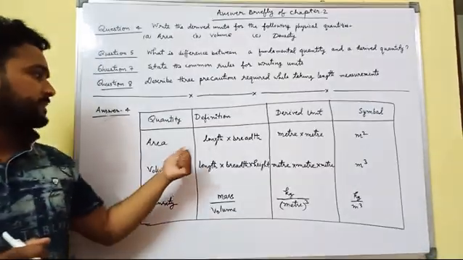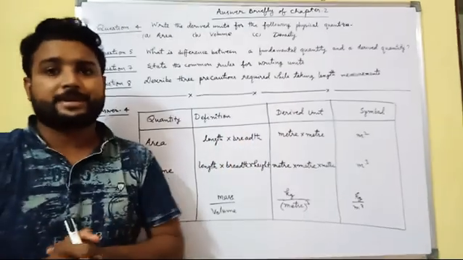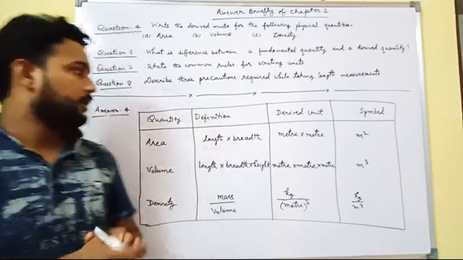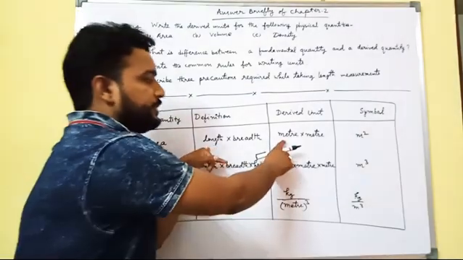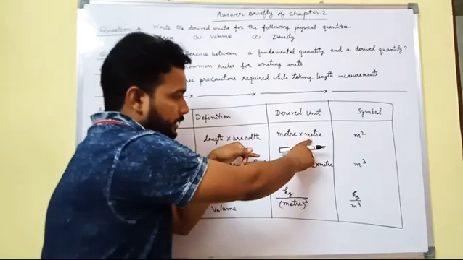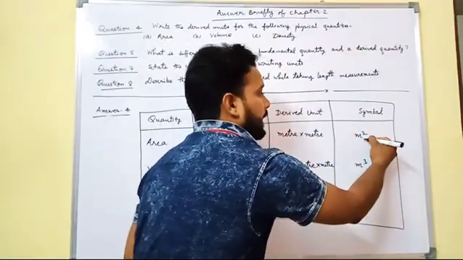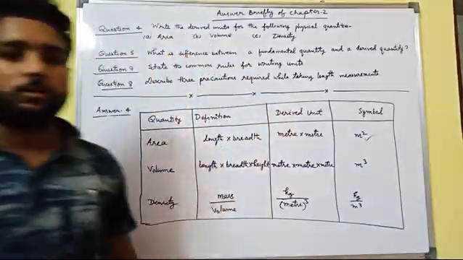Students, area is defined as length into breadth, in the case of a rectangle. The unit of length will be meter, and the unit of breadth will be meter. So we have square meter as the derived unit of area.